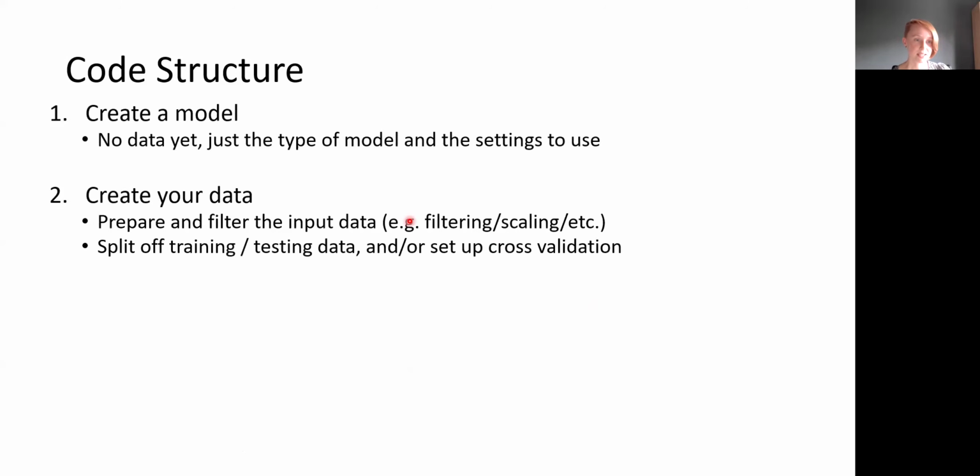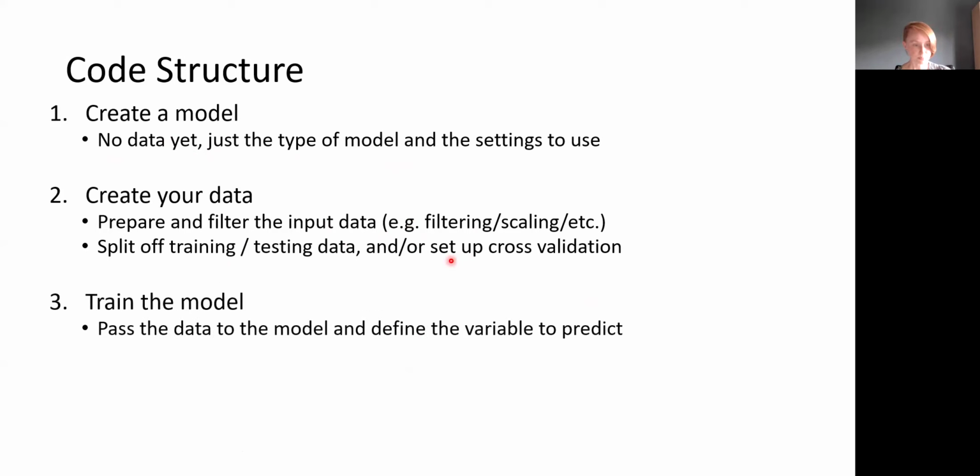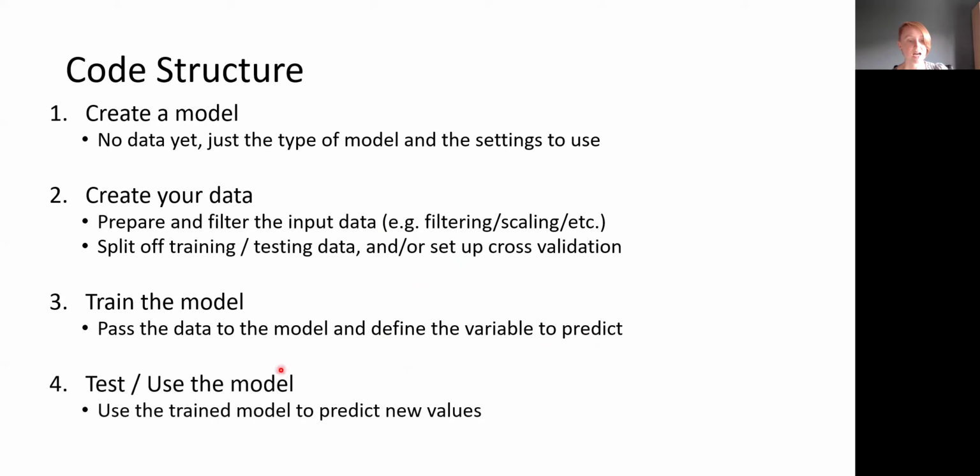And as a reminder, the kind of code structure that we have with tidy models is we will firstly create a model, not on any particular data, just the type of model and the settings that we want to use. We'll prepare our data, so do any filtering or scaling or pre-processing that we need to do, split off our training and our testing data, or cross-validation. And then we train the model, so we bring together our data and our model and define the variable to predict. And finally, we can test and use the model on new data after that.